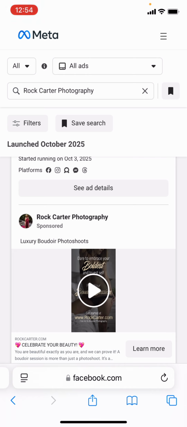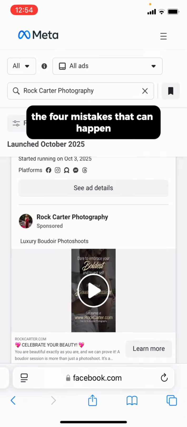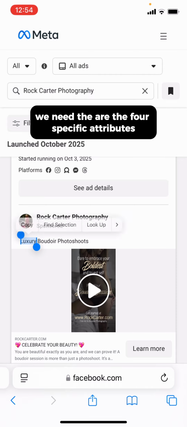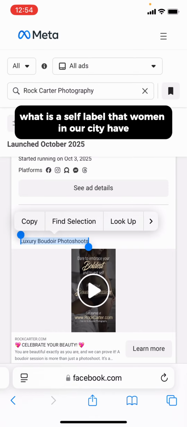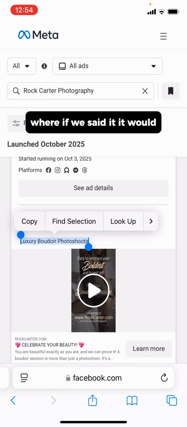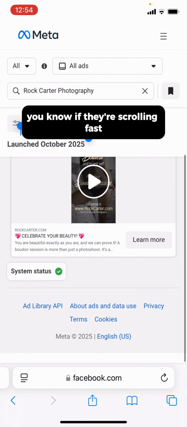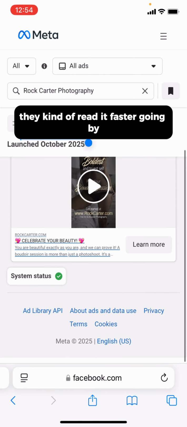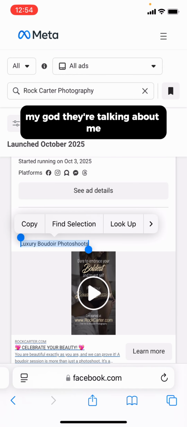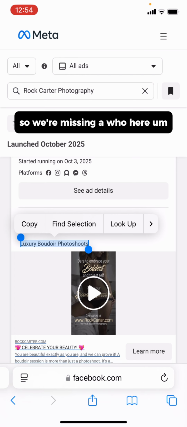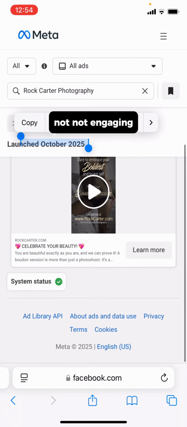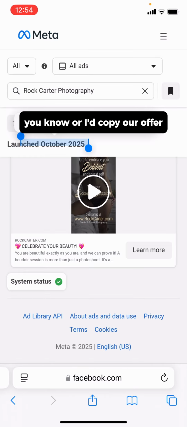For the 4 mistakes that can happen in the See More headline up here, we need the 4 specific attributes. The first one is who. Who are we speaking to? What is a self-label that women in our city have, where if they're scrolling fast and read it as they go by, it causes them to scroll back up and say, "Oh my God, they're talking about me." We're missing a who here, which means more women scrolling by, not engaging, not consuming our ad copy, our offer.